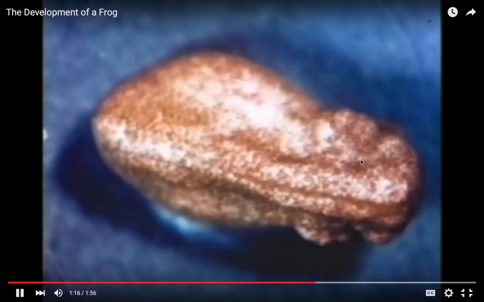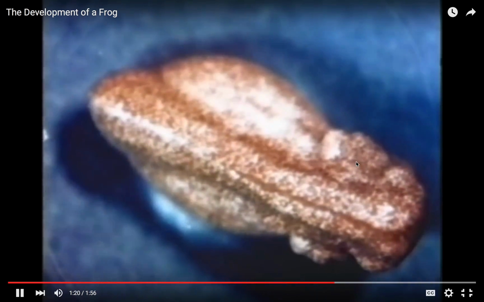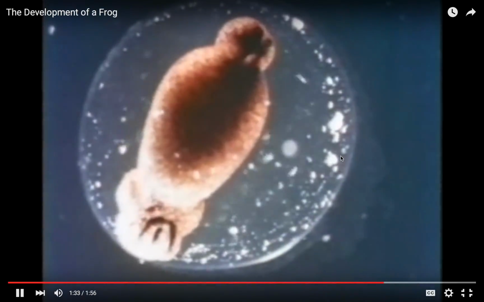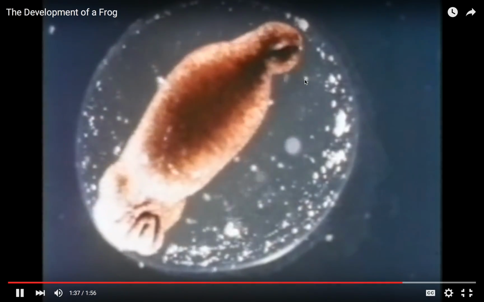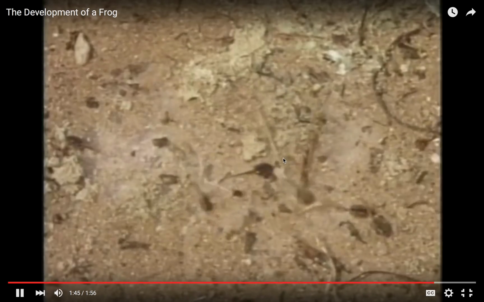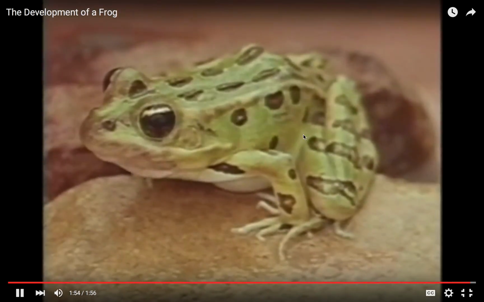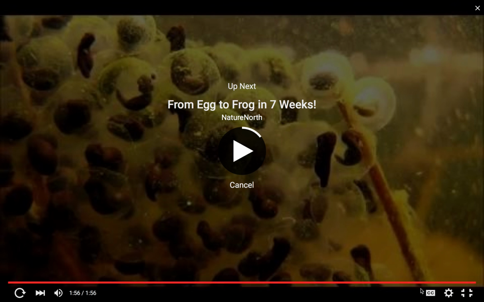From this point on, the embryo undergoes morphological changes, changes in shape, as well as changes in gene expression. You develop eyes and a gill and a tail. And eventually they hatch and become a tadpole. During the tadpole stage, they grow legs and eventually turn into adult frogs.